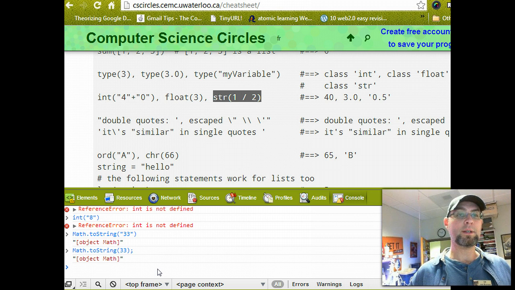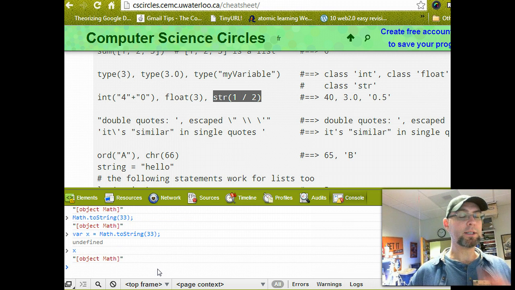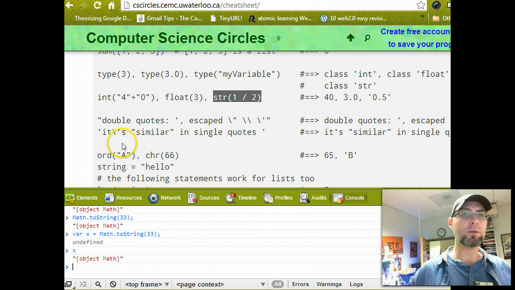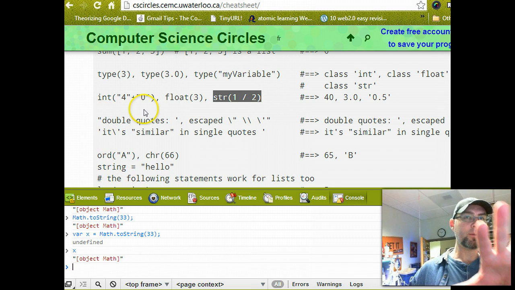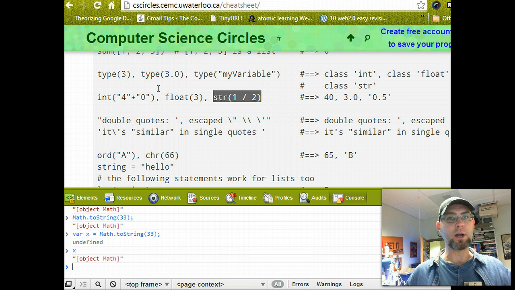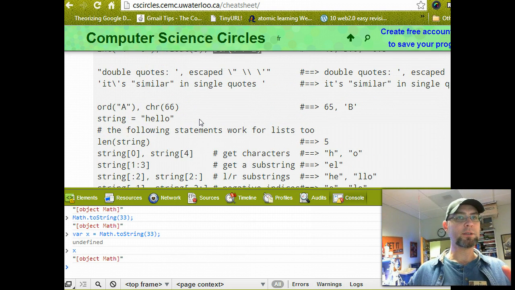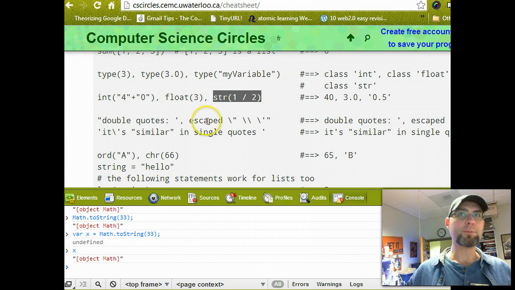What if I do var x equals math.toString 33, and then I type x? So that's not working either. So that's when we go to Google and we say, okay, how are we going to do this? You've got to realize we're using Python as kind of a prompt to give us the examples of what we can do. And each time we run into something different, we look at how we can experiment and do something else, right?